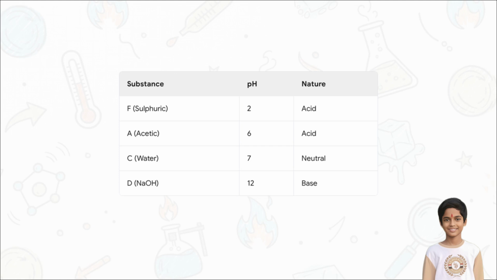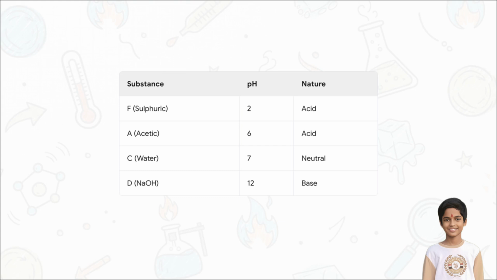Substance F is sulfuric acid. It has a pH of 2, which makes it a really strong acid. Contrast that with substance A, acetic acid. It has a pH of 6, so it's a weak acid. On the flip side of the scale, we have substance D, sodium hydroxide. This is a solid with a pH of 12, so that's a strong base.